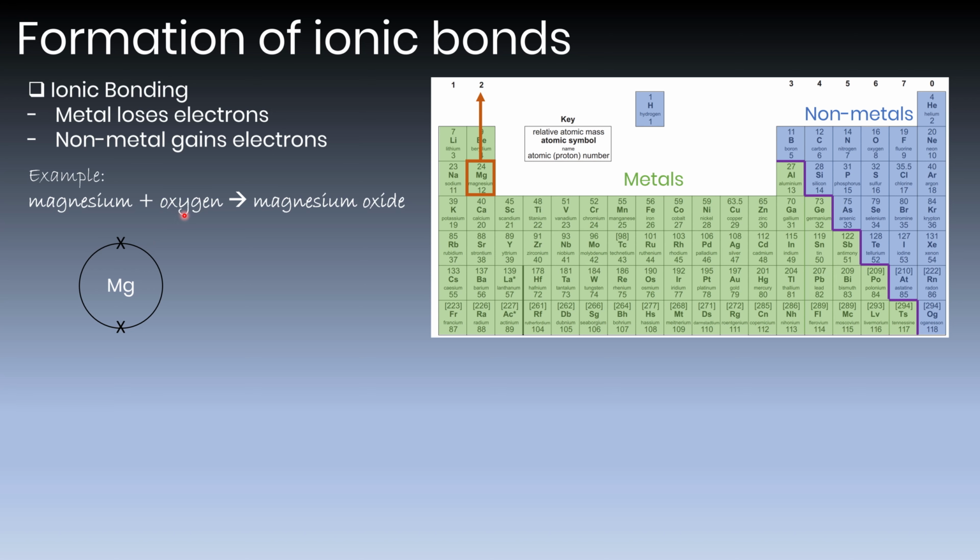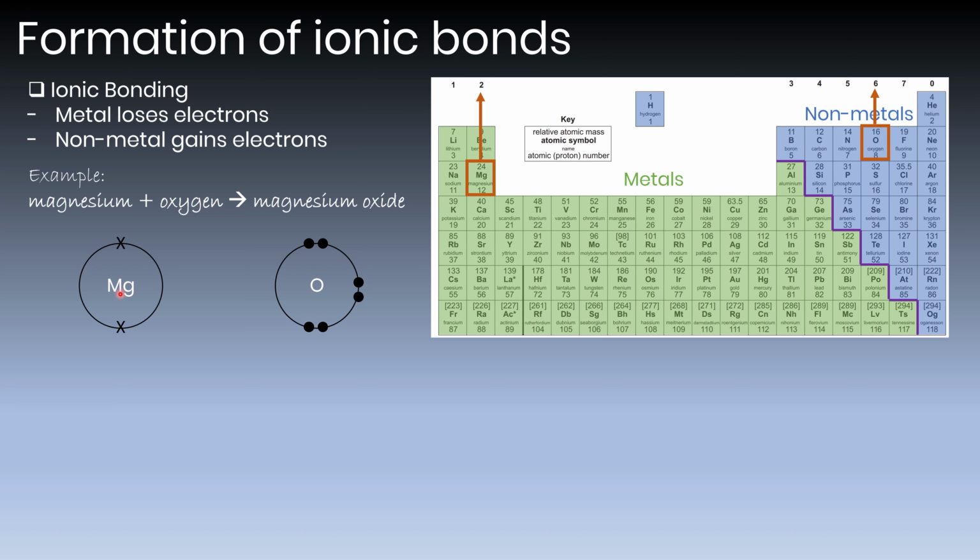If we now find oxygen on the periodic table, we can see that it's in group 6. Therefore, the outer shell of an atom of oxygen will contain 6 electrons. Now let's apply the rules we just looked at. The metal always needs to lose electrons, and it will lose the number of electrons that is the same as its group number. By losing these electrons, it will reveal a full outer shell beneath.